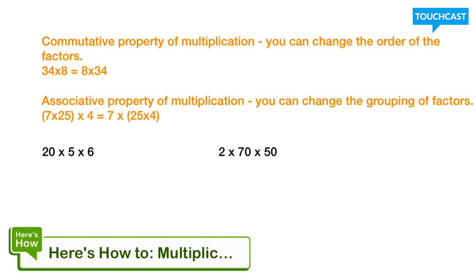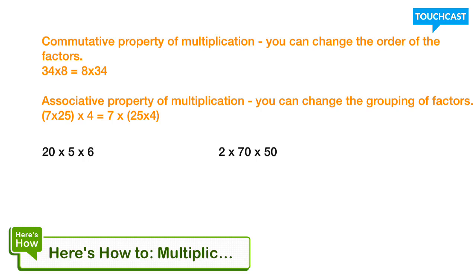Fifth grade. Today we're going to see some easy multiplication patterns. They work just like we learned in addition: the commutative property of multiplication and the associative property of multiplication. The commutative property is that you can simply change the order of the factors. In the first example, 34 times 8 is equal to 8 times 34.